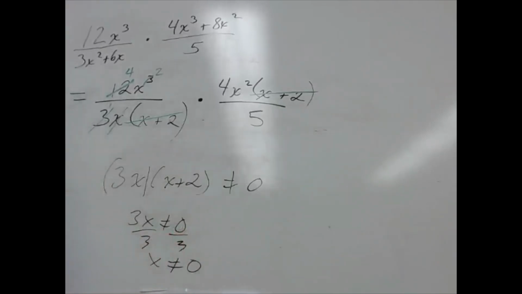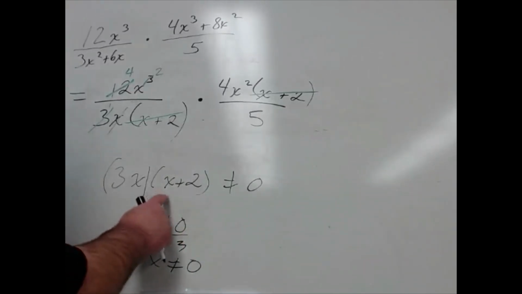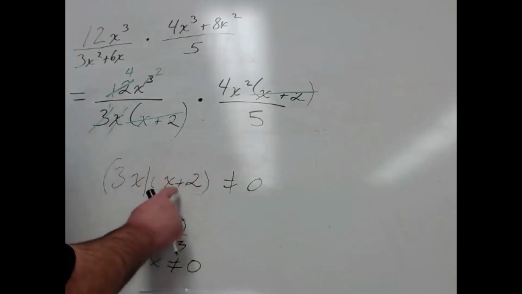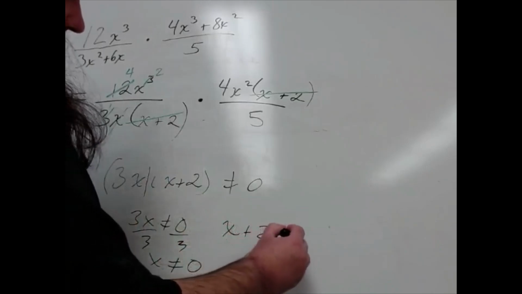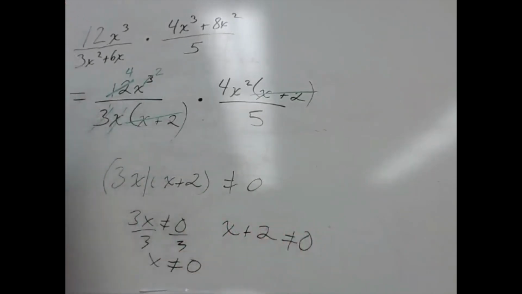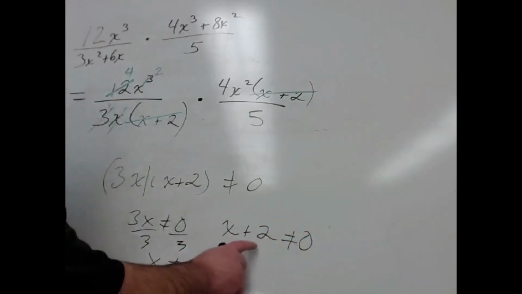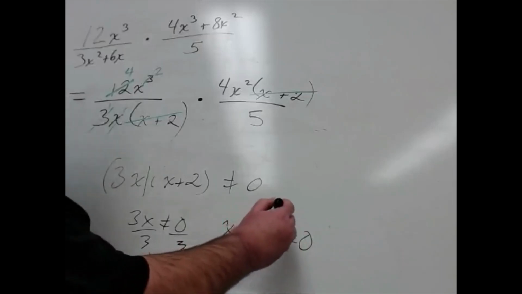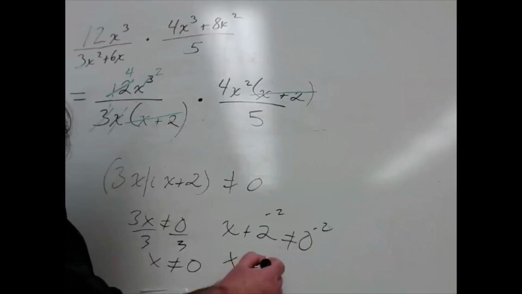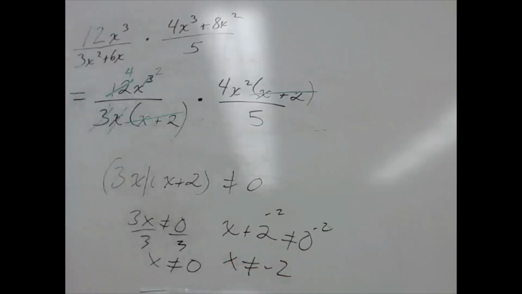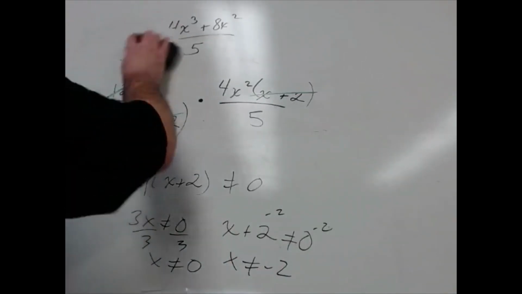That's my first non-permissible. The second non-permissible is going to come from this one, when x plus 2 cannot be 0. To solve this, I would just need to get rid of the plus 2 by subtracting 2 from both sides, and that would give me x cannot equal negative 2. Okay, so that's how you find non-permissibles of that expression right there.